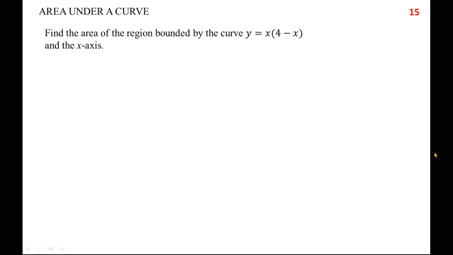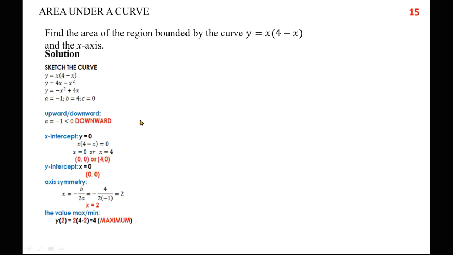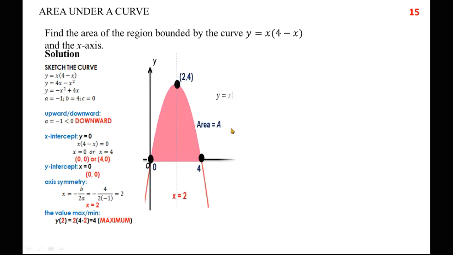This is question number 15. Find the area of the region bounded by the curve y equals x times (4 minus x) and the x-axis. For the solution, you start by sketching the curve first, so that after you sketch the curve, you will obtain the curve like this. And this is the area that we need to find out. And of course, from the sketch, we see that the lower limit of x will be 0 and the upper limit of x equals 4.